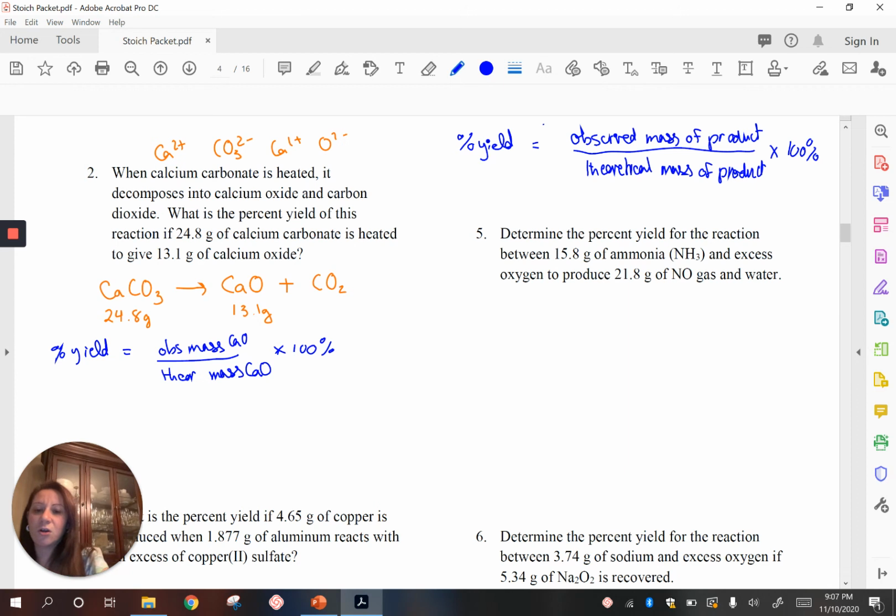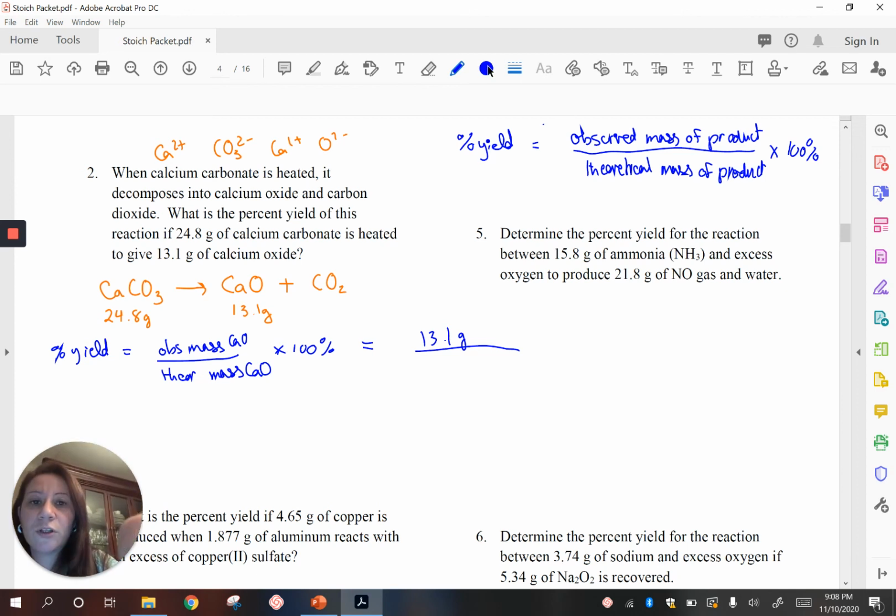Okay, great. So do we have the observed mass or the theoretical mass? Well, we have one mass. We have that 13.1. So which one is it? Is that observed or is that theoretical? Well, this one's the observed mass. The reason I know that is because it's telling us that this reaction happened and we ended up with 13.1 grams. But also, observed mass you cannot calculate. It's going to be given to you. Theoretical mass is usually calculated.